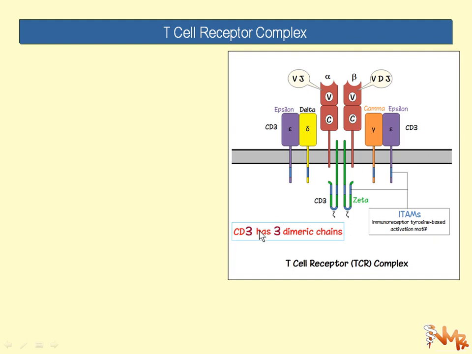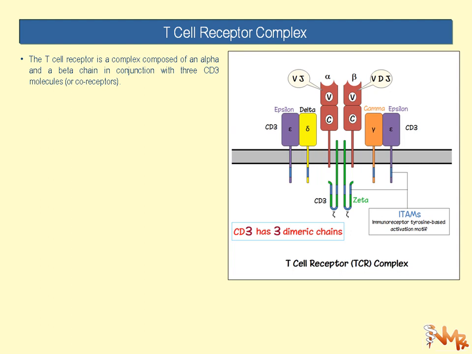Actually, another mnemonic, CD3 complex has 3 dimeric chains. So CD3 has 3 parts, 1, 2, and 1 intracellular one as well. And they're all associated with T cell receptors that I'm showing in dark brown color. That's your T cell receptor. And it has an alpha and a beta chain. The beta chain is the one that has the VDJ segments. The alpha chain only has VJ segment. Anyhow, let's go through it together.